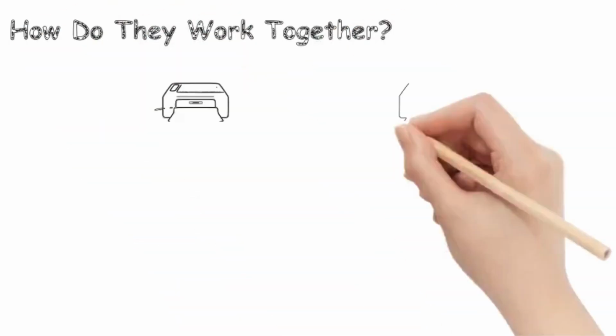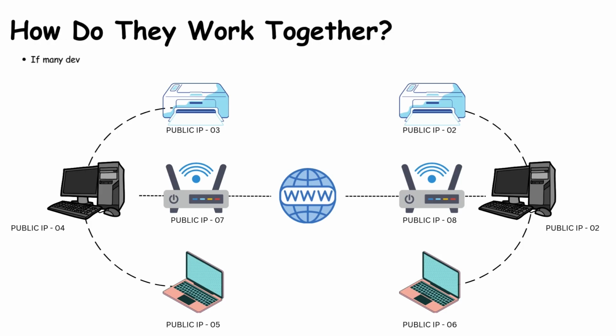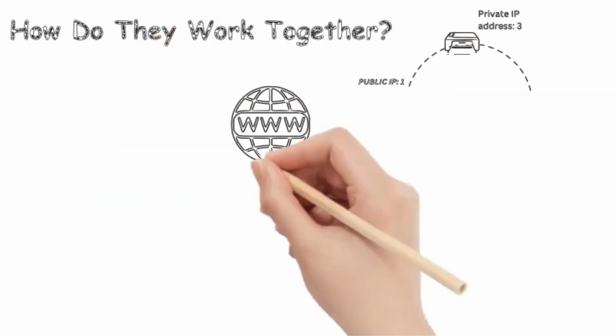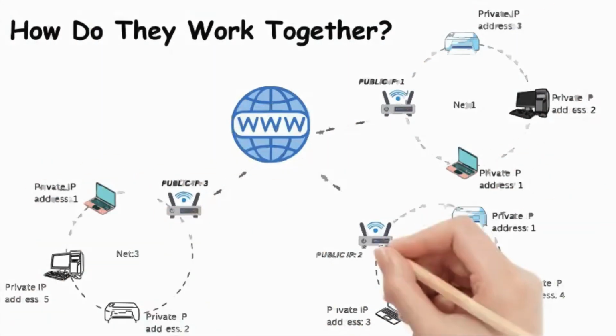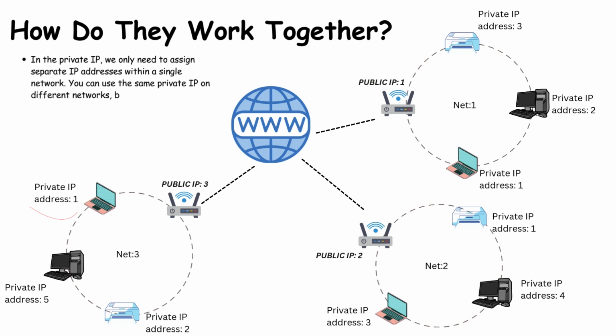If many devices use a single public IP to access the internet, we need multiple IP addresses because one IP address can be used only once. In the private IP concept, we only need to assign separate IP addresses within a single network. You can use the same private IP on different networks, but you must avoid using the same private IP address within the same network. As shown in this diagram, private IP address 1 is used on all three networks.